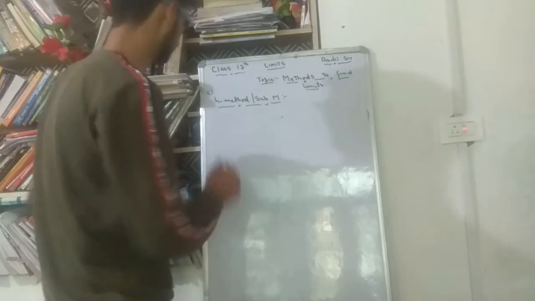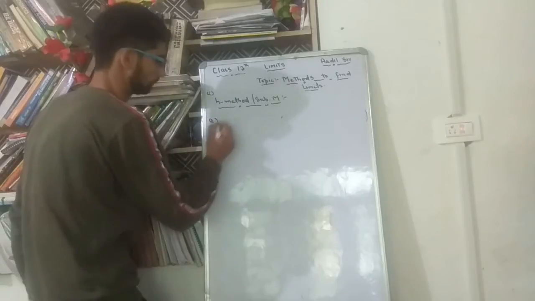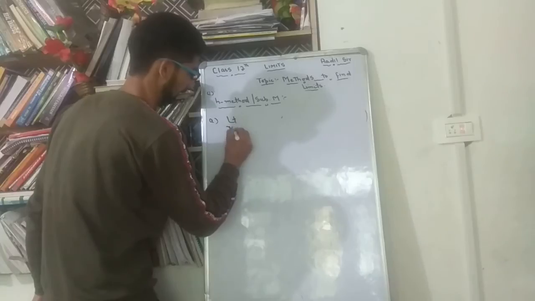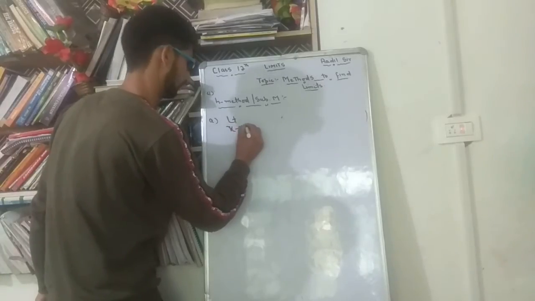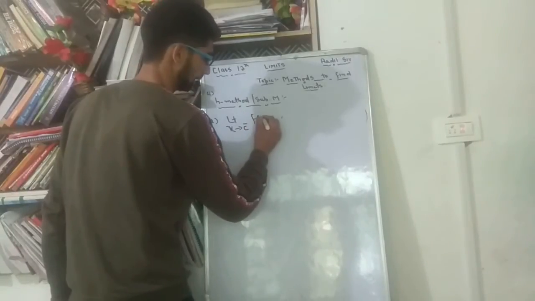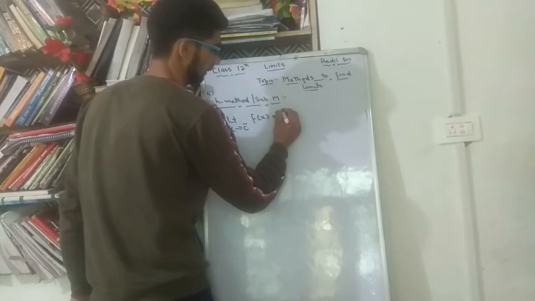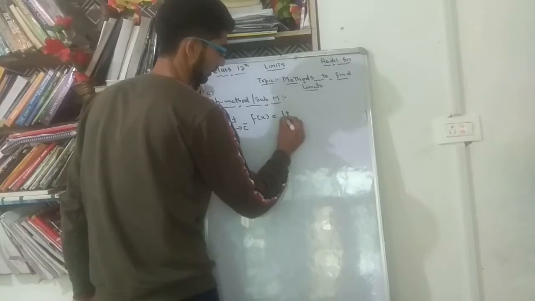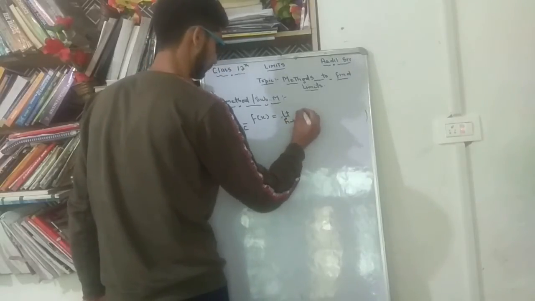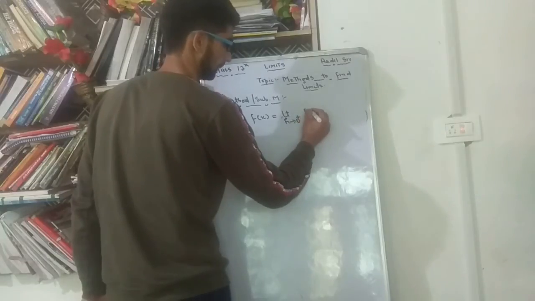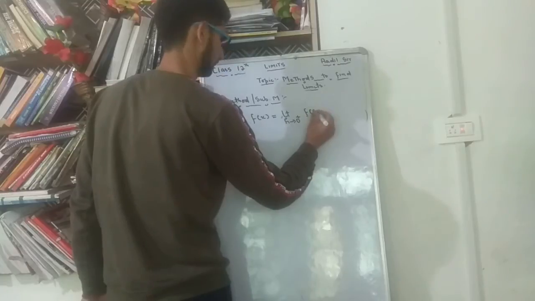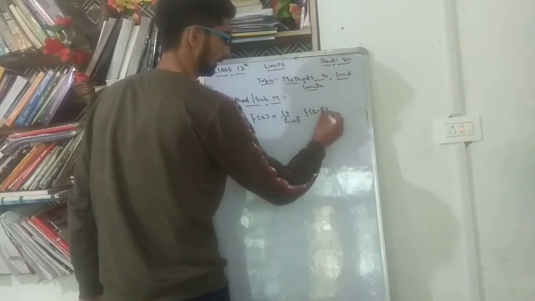The first rule is: limit x tends to c negative f of x is equal to limit h tends to 0 positive f of c minus h.